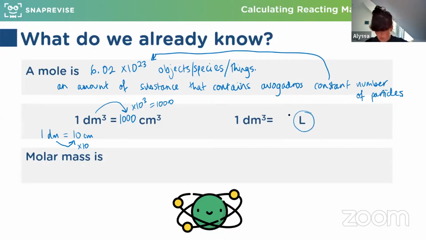So if we know that 1 decimeter cubed is equal to 1,000 centimeters cubed, how many liters is that? Yeah, 1. Well done. 1 liter. Because 1 centimeter cubed is equal to 1 milliliter. So 1,000 centimeters cubed must be equal to 1,000 milliliters. And 1,000 milliliters is equal to 1 liter. Really nice.